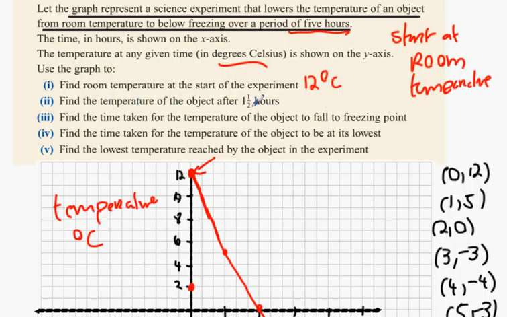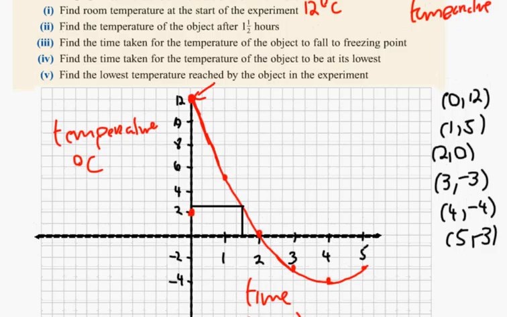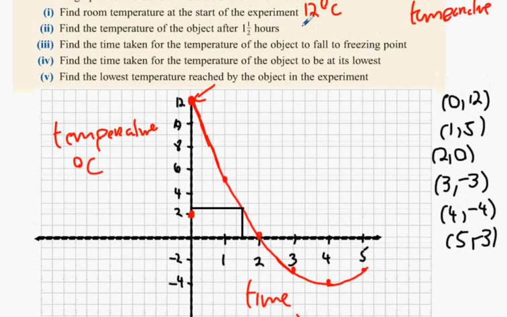Find the temperature of the object after 1.5 hours. What's 1.5 hours, Ryan? 1.5 hours. And then go across. Halfway between 2 and 3. So 2.5 degrees is the temperature after 1.5 hours.